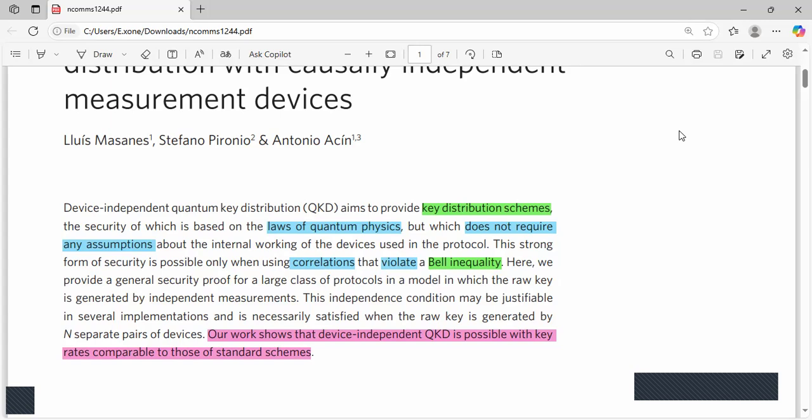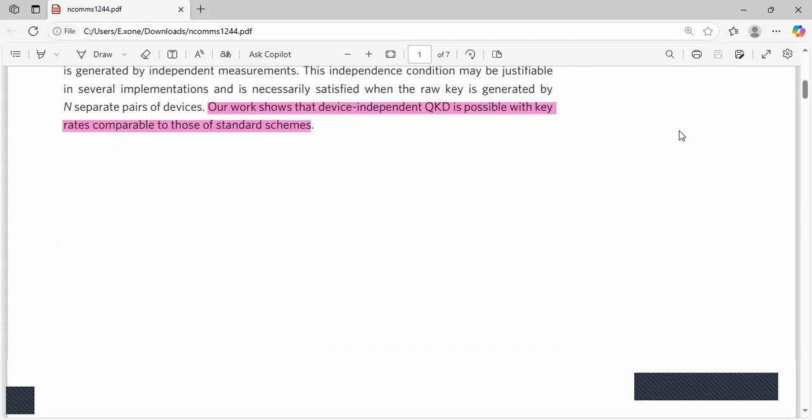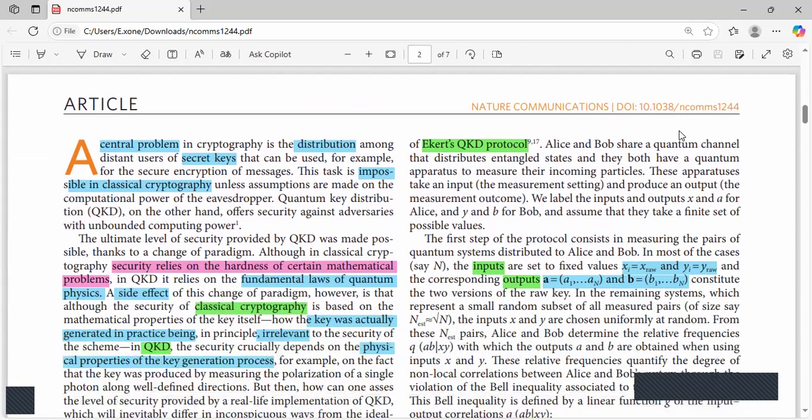So in this paper, they are using independent devices or measurement devices on which the key distribution scheme is based. And they say that the secret key rate of these protocols that use these kinds of devices is comparable to the standard schemes that we usually see in the QKD community, like the BB84 protocol or the Gaussian modulated coherent state protocol that we saw in the previous video. So let's start with the introduction of the paper.